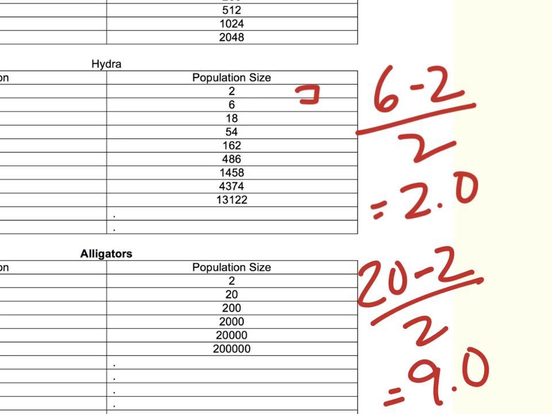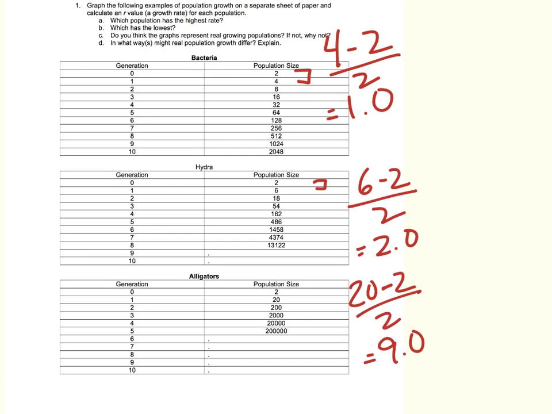Okay, so then it asks, which of the populations has the highest rate? It's the alligators. Which is the lowest? It's the bacteria. Do you think this is representative? Well, of course not, because you'd have limiting factors. These particular populations, an alligator should not grow faster than a bacteria, etc. And then in what ways might real population growth differ? That's what they're going to talk about. And anything they write down there is fine as long as they're talking about limiting factors.